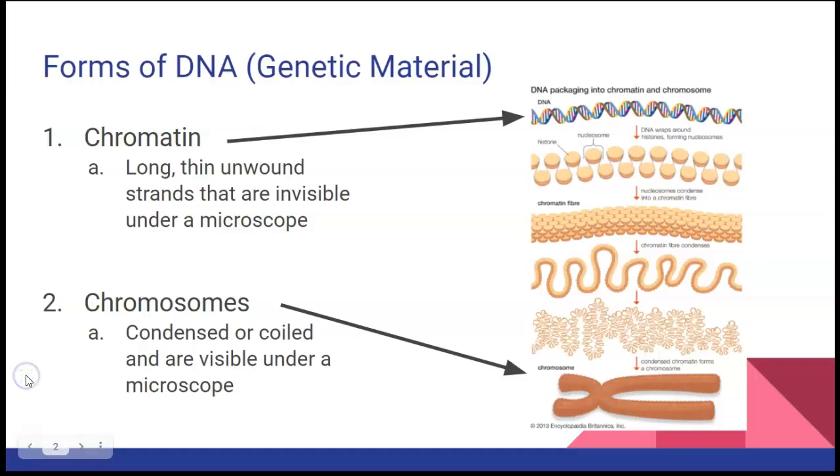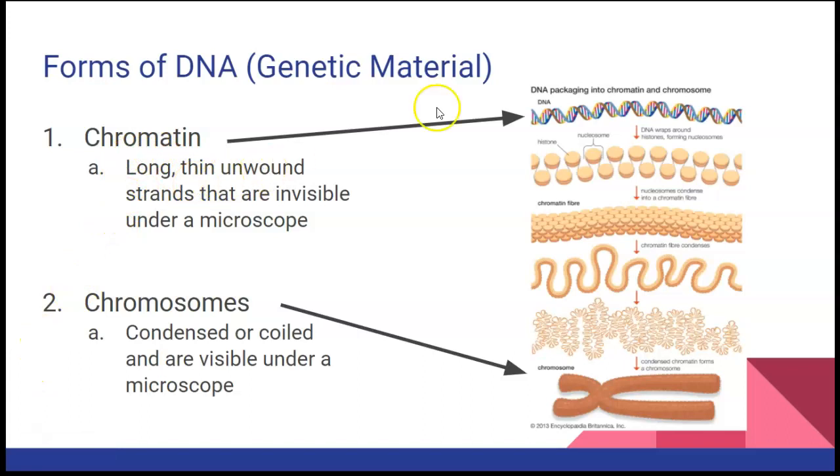Before we actually get into cell division though, we need to talk about the different forms of DNA that will show up in the different stages of mitosis. Okay, so there are two forms that we're going to focus on. The first one is chromatin. Chromatin is long and thin, right? Tin rhymes with thin, so that's a good way to remember that.